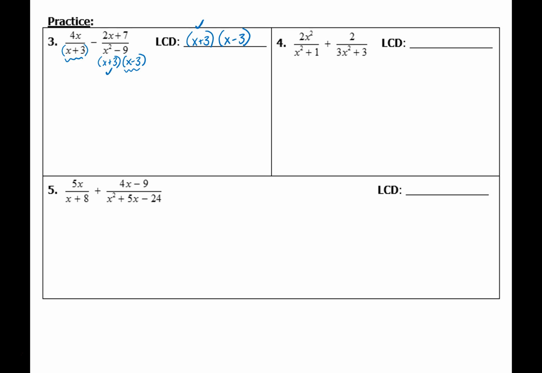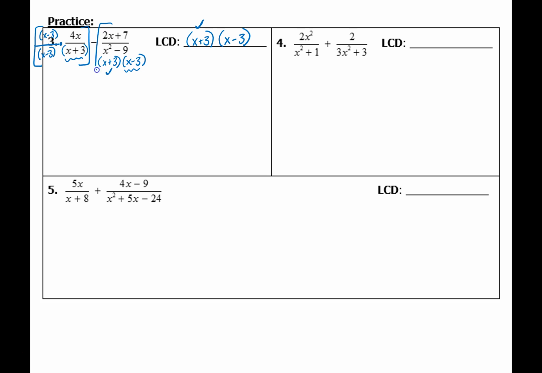Okay, so now we are multiplying by the parts that are missing. So if I look on the left here, it has the x plus 3, but it does not have the x minus 3 of my LCD. So I'm going to multiply on top and bottom by it.